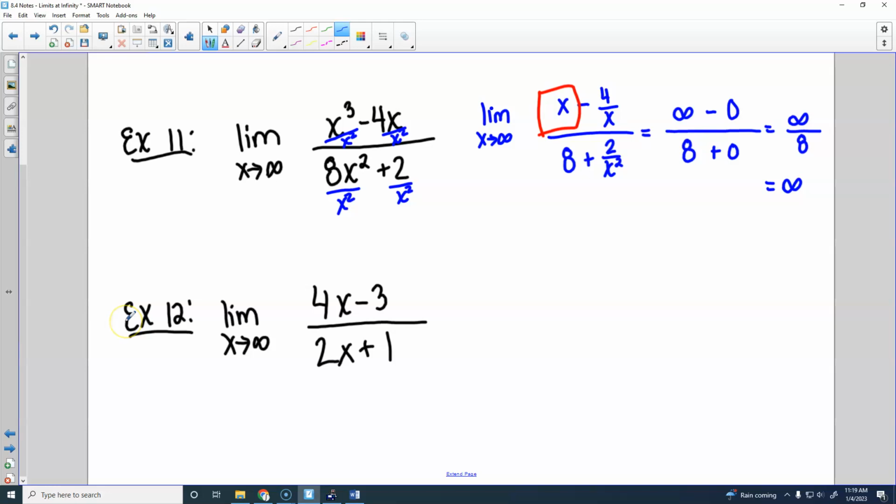All right, 12. What should I divide by for 12? Okay, largest exponent in the denominator is just this x, so we divide everything by x. So that would give us the limit as x approaches infinity of, x's will cancel here, we'll just have 4 minus 3 over x over 2 plus 1 over x.